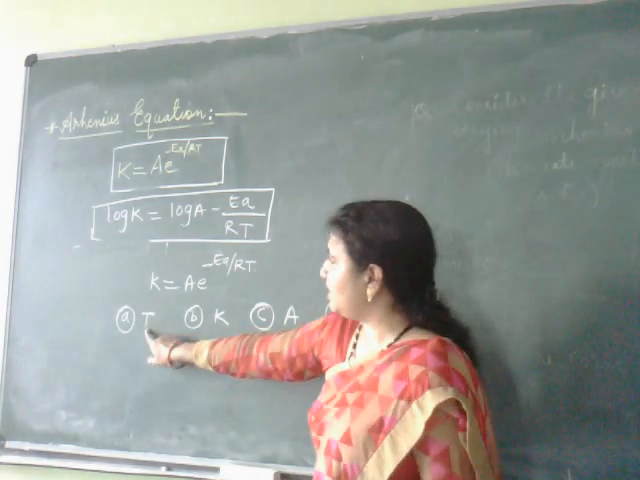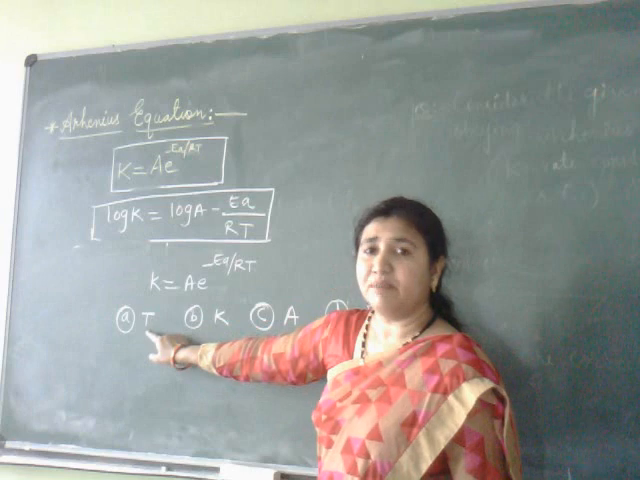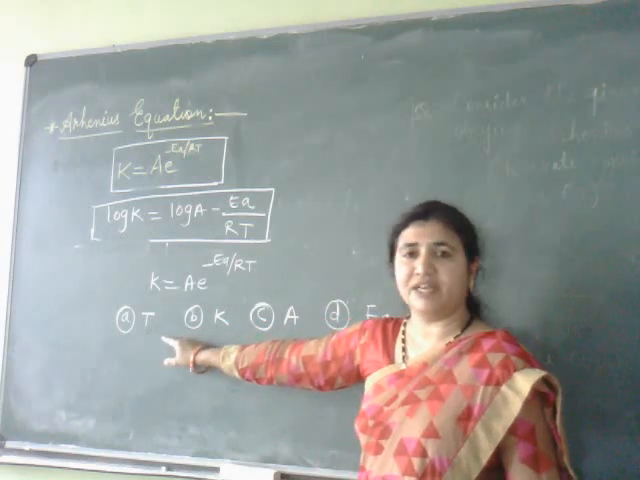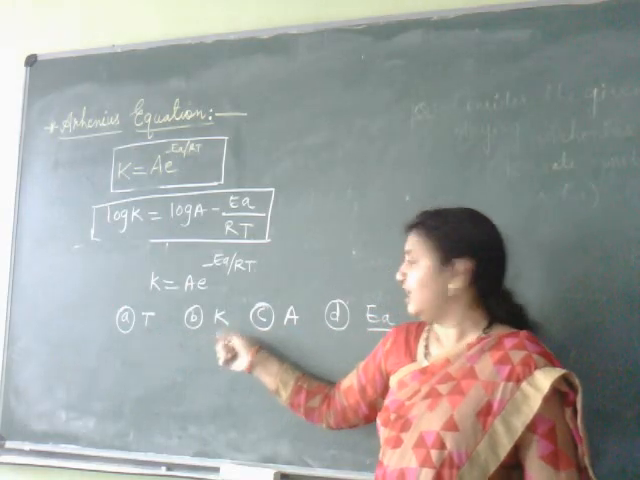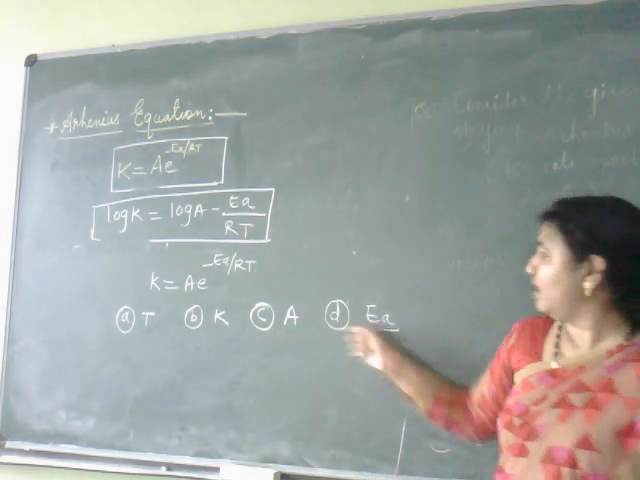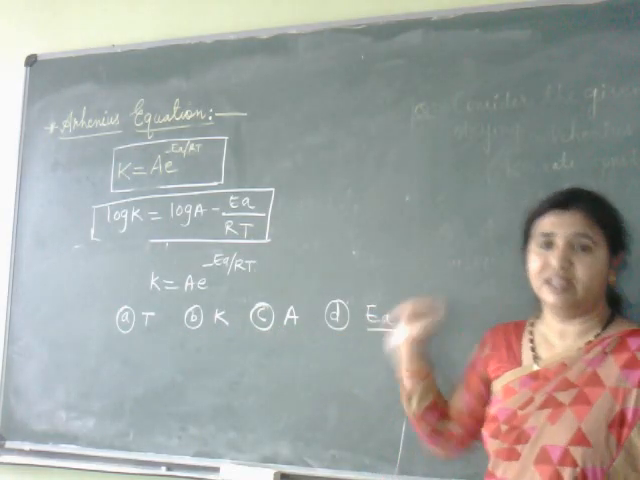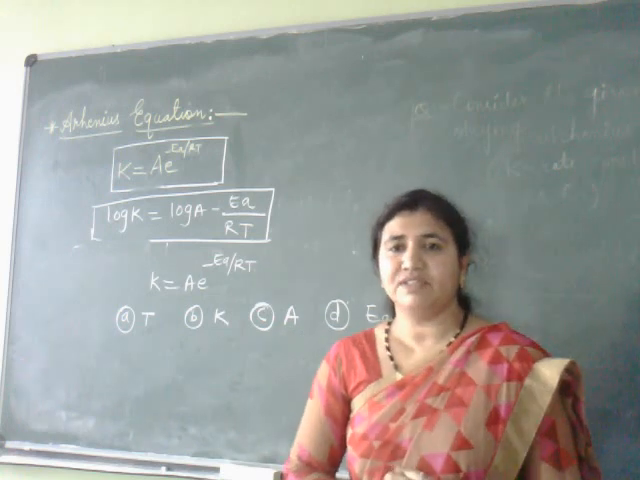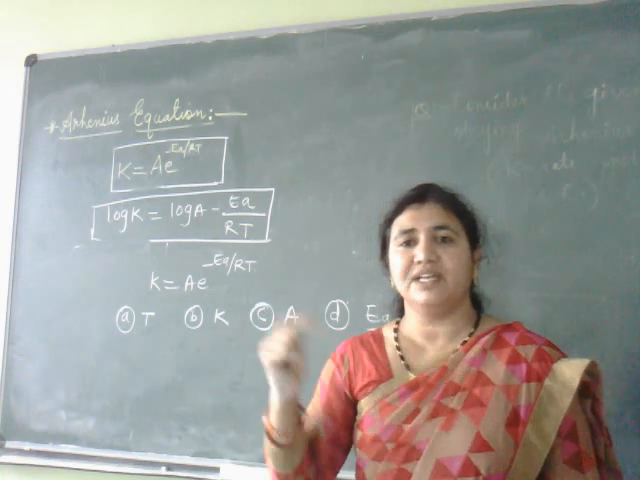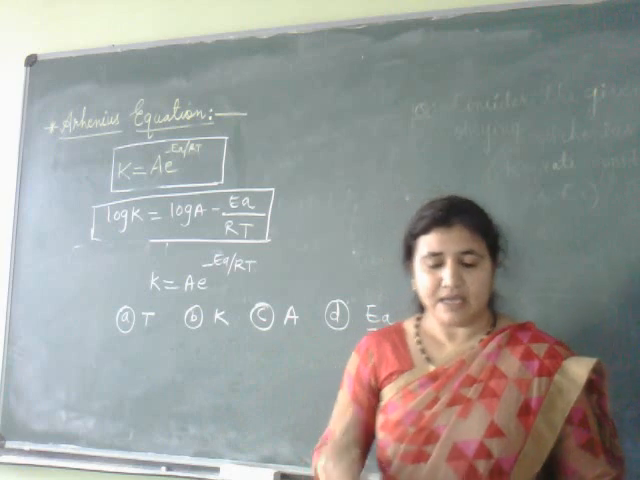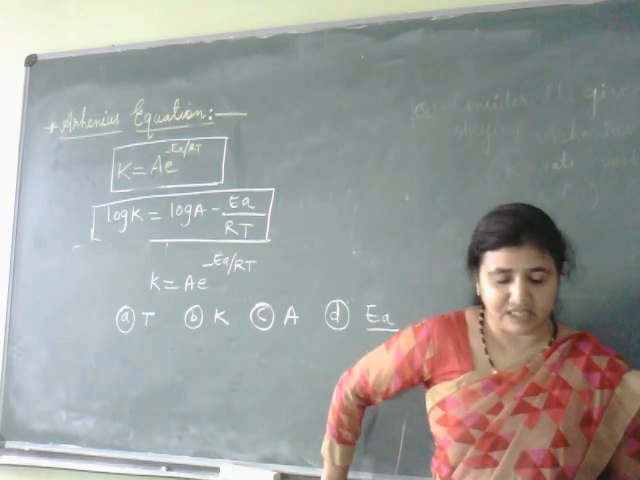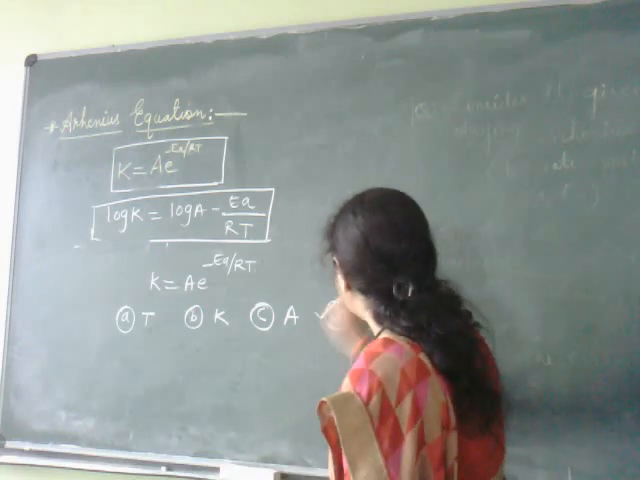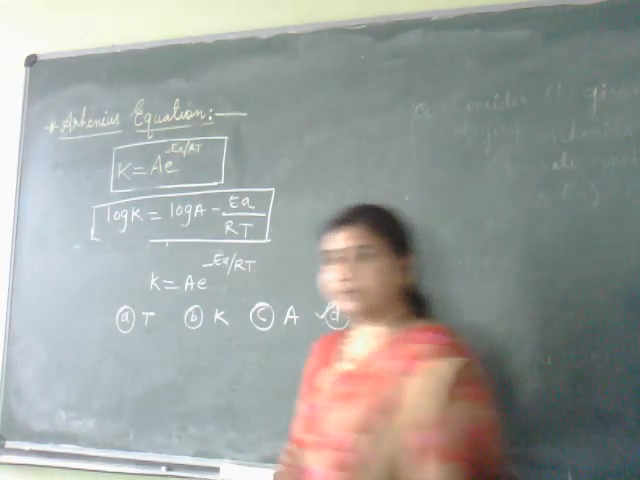See here, the first option is temperature. Temperature is directly proportional to the rate constant, so this is wrong. Second is rate constant. Here is the Arrhenius factor, no. What is here? Activation energy. So if you decrease the activation energy, the rate constant increases, which means the rate of the reaction increases. So D is the correct option.